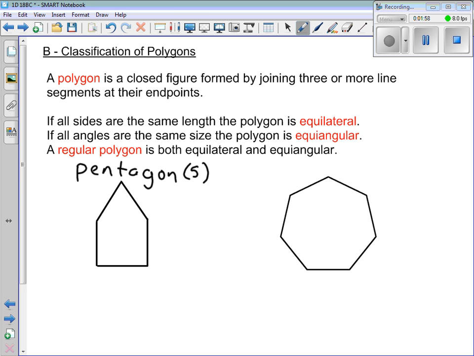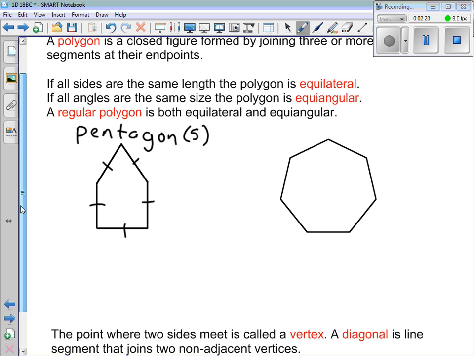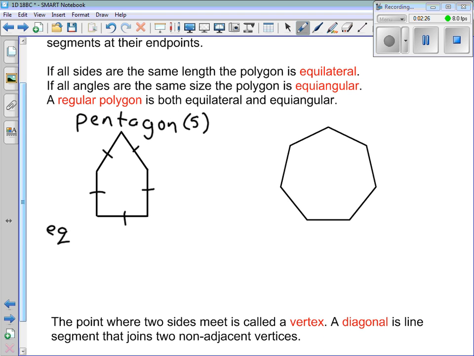Is this pentagon equilateral? What do we think? What does equilateral mean? It means all the sides are the same length. Do all of these sides look like they're the same length? You might not be sure, but what if I do this? What do these tick marks mean? Chris? Yeah. So if I do it like this, it becomes pretty clear that this thing is equilateral.